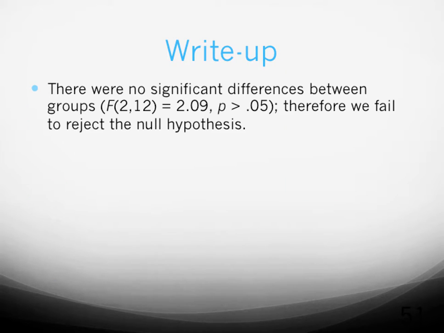If we want to write this up in APA style, which I will request that you do, in this case, we could say something like there was no significant difference between groups. You have to give the F and then the degrees of freedom so people can see what the critical value is. It's equal to 2.09, and because the P was greater than 0.05, we would put that information in as well. We fail to reject the null hypothesis.